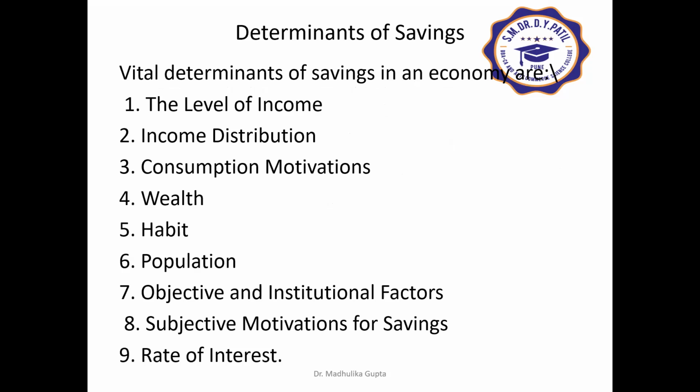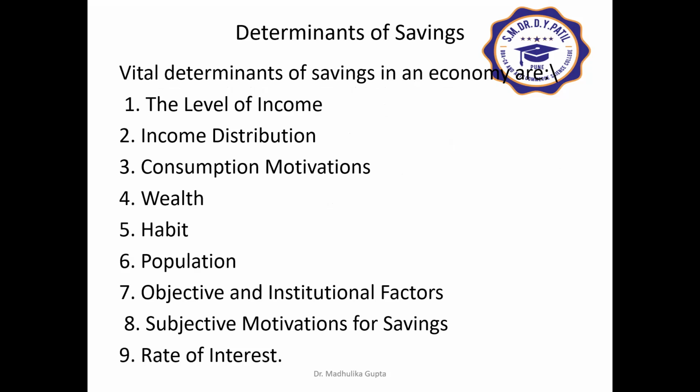Let's understand the determinants of savings. Okay, so there are 9 determinants of savings. We'll understand them one by one. The rate and size of saving in an economy are determined by a multitude of factors. So let's find out what they are.